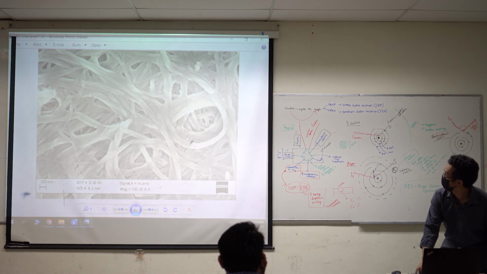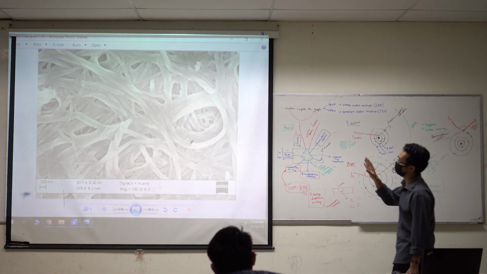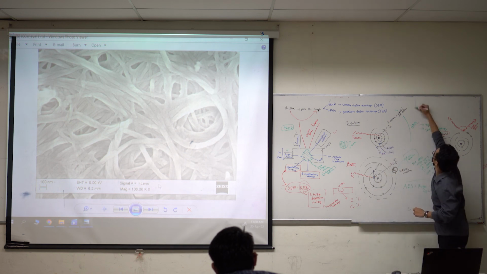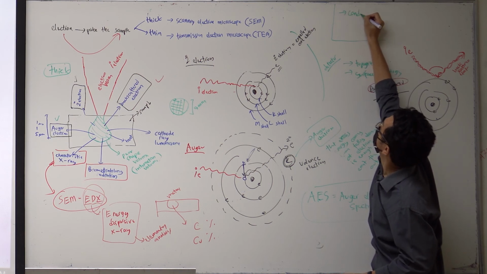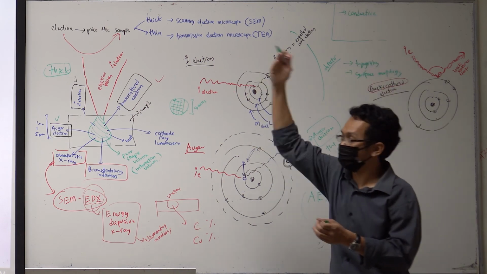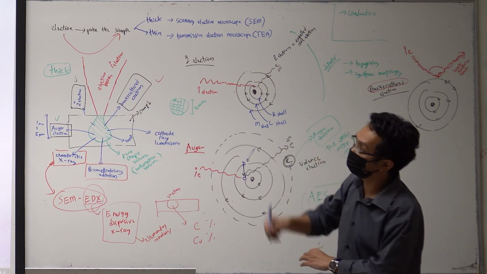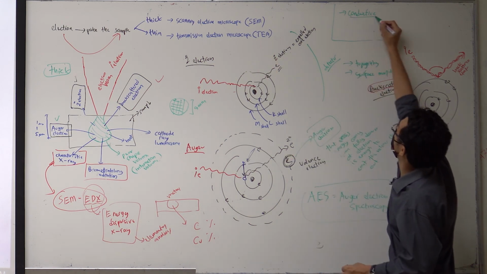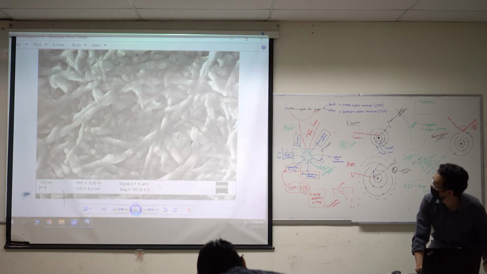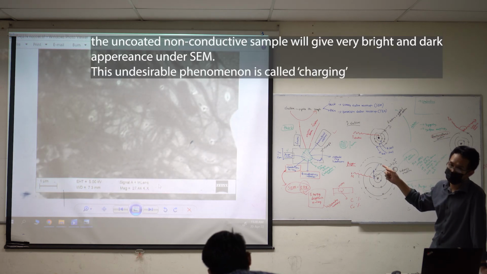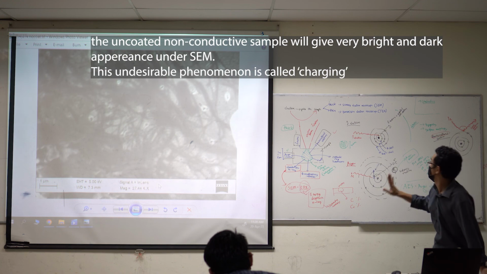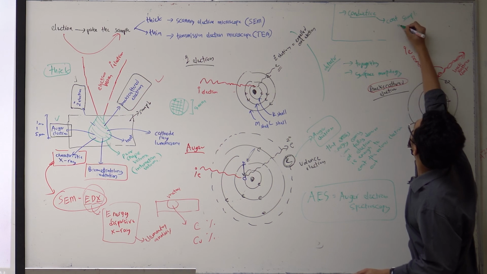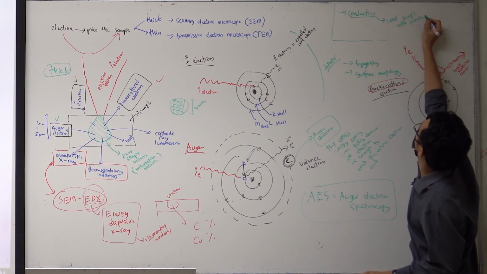Okay. I want to show you now, in order to get this image, you need to make it conductive. In order to make the electron flow through, you need to make it conductive. If not, you will get black and white. If you don't make it conductive, you get something like this. In order to make it conductive, you need to coat the sample with something conductive.